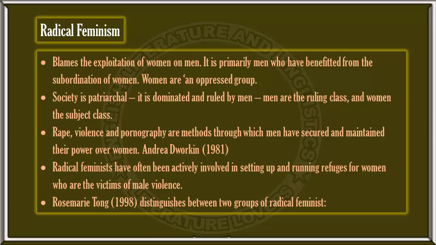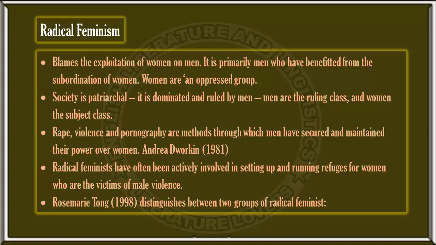The next topic is radical feminism. The key points of radical feminism are the following. Radical feminism blames the exploitation of women on men. It is primarily men who have benefited from the subordination of women. Women are an oppressed group. Society is patriarchal. It is dominated and ruled by men. Men are the ruling class and women the subject class.